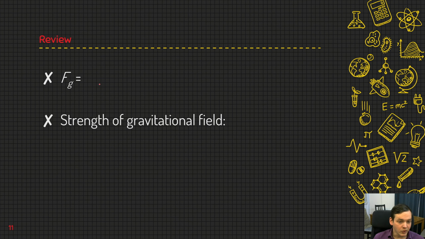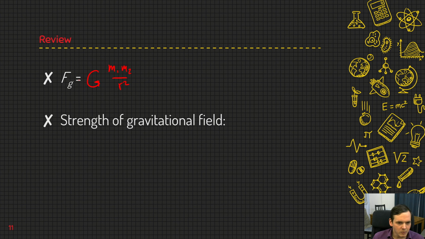So as review, the equation for the force of gravity is G m1 times m2 over r squared. You can look up the universal gravitational constant if you want. That's also on your equation sheet. We've talked about this before, and you can use this to find the strength of a gravitational force acting on an object.